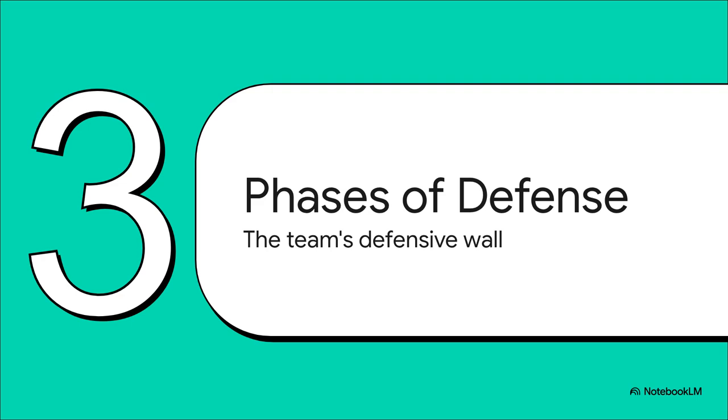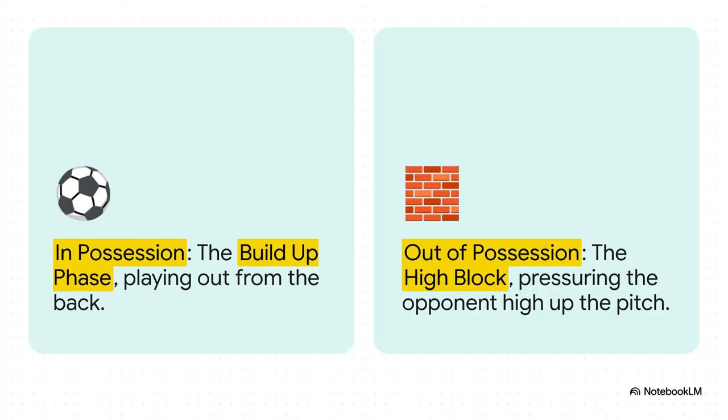Okay, so for every single attacking action we just talked about, there's an equal and opposite reaction on the other side of the ball. For every attacking phase, there is a defensive phase that's basically its mirror image. So while one team is in their build-up phase, trying to pass it out from the back, what's the other team doing? They're not just standing around, that's for sure.